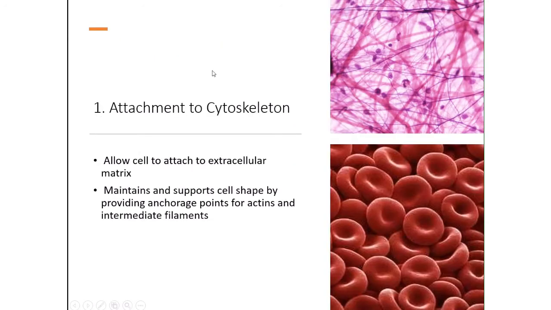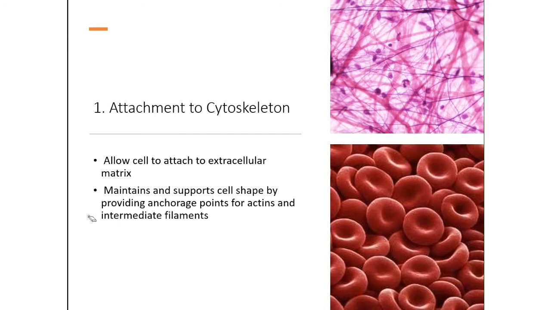So let's start with the first function of the membrane proteins, and that is to provide attachment sites to the cytoskeleton. In the previous lecture, we learned that there are fibers that form the cytoskeleton, which helps reinforce the shape of the cell and provides attachment sites for organelles. These cytoskeletons need anchorage points, and that's what the membrane proteins allow them to do. The actin fibers and the intermediate filaments are able to anchor to the cell membrane because of the presence of membrane proteins.